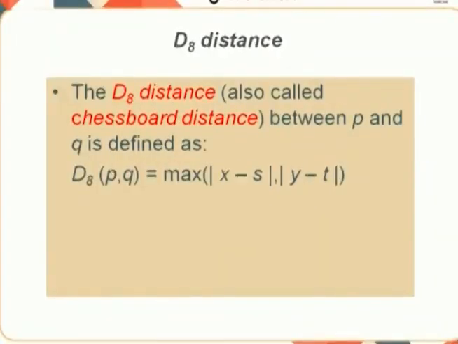Another distance is called the D8 distance. This is also known as the chessboard distance, and the formula for computing the chessboard distance is going to be like this.